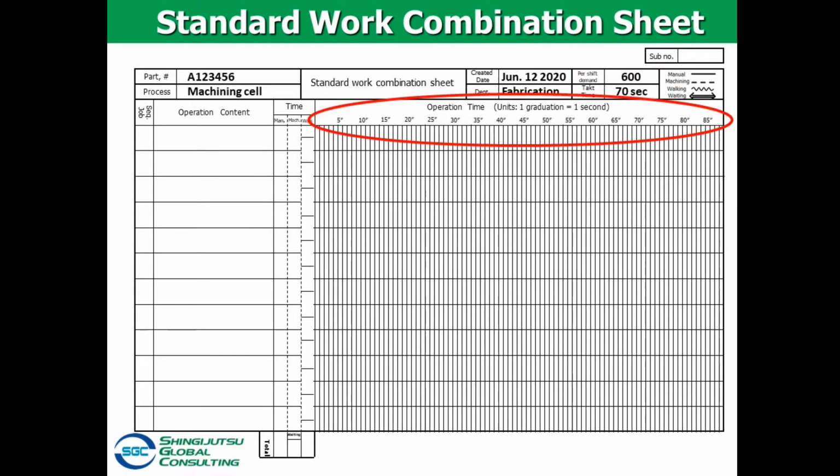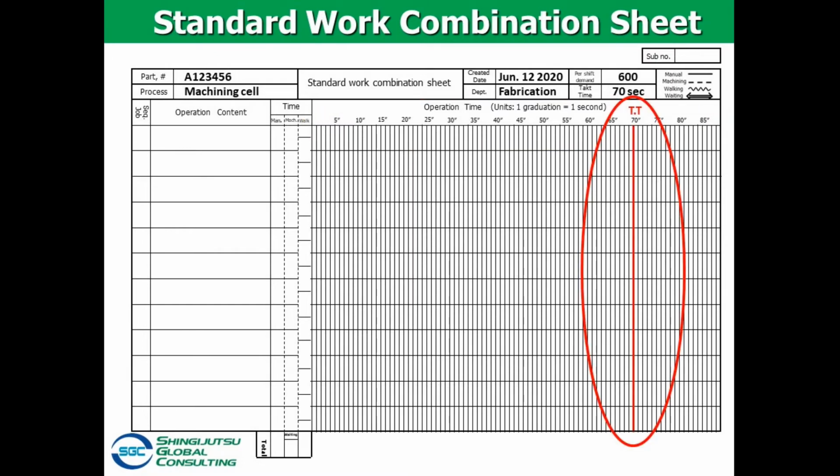Add the scale next. The point is to set the scale so that takt time ends up at around 2/3 of the scale. Set the scale so it's not too small or too large, as that will be difficult to see and write in. Draw the red line of takt time from top to bottom.